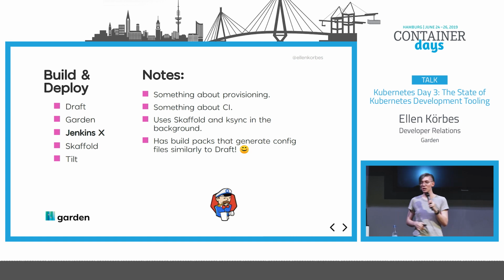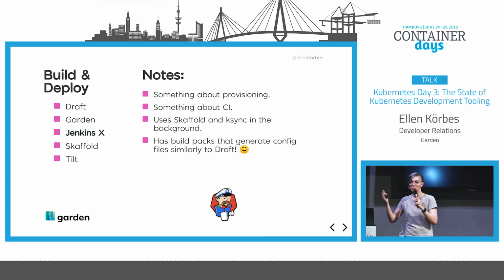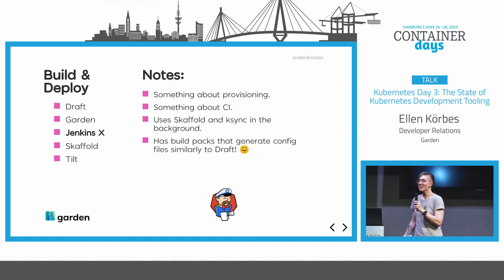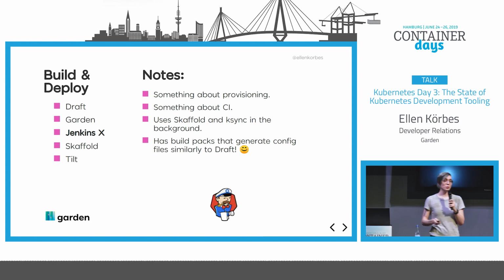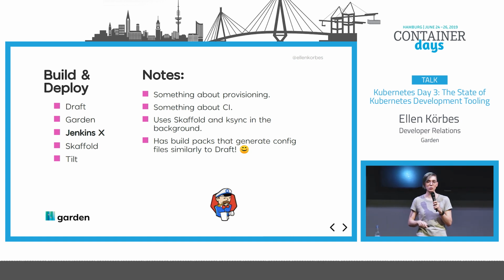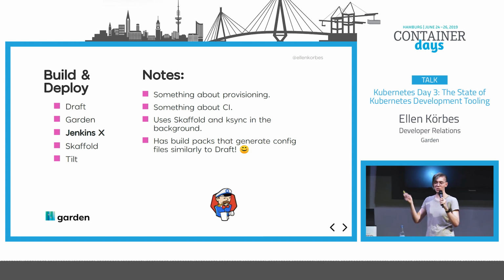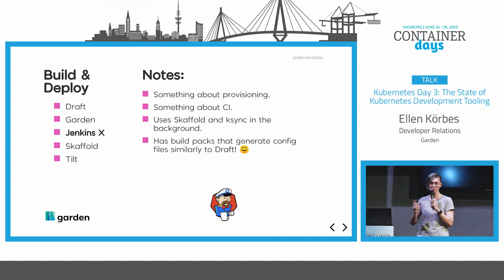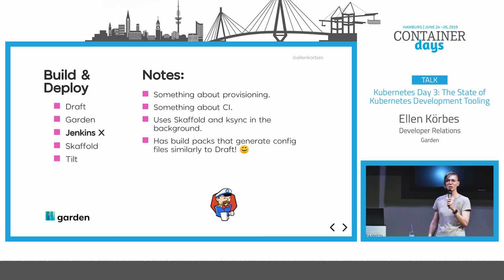So you can just use Jenkins X for this workflow. If not, then I don't know. A cool thing about Jenkins is it has build packs, so it's kind of like Draft in which it can generate config files for you. It automates, like you just give it your code, and, magic, now it works. It can do some of that, but I didn't really look into it. I should. If there's some Jenkins people here and you want to enlighten me, let's talk.